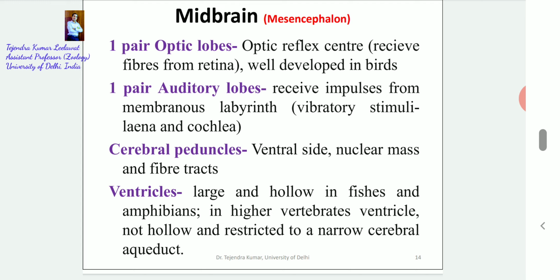Ventricles are large and hollow in fishes and amphibians. But in higher vertebrates, the ventricle is not hollow and is restricted to a narrow cerebral aqueduct, and that's why whenever you see those animals, you'll find that all these structures are collapsed, they have come closer together.